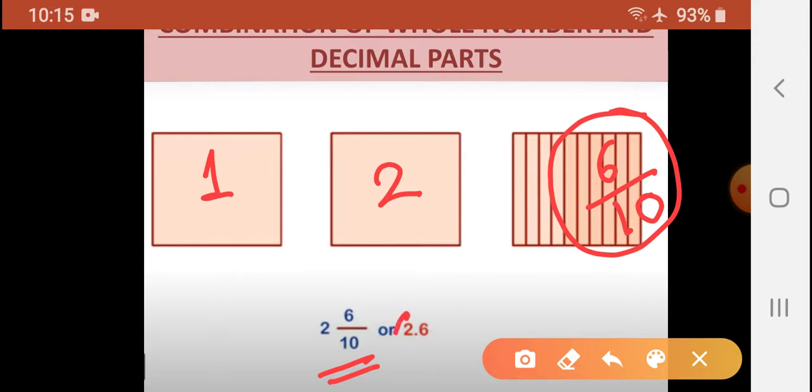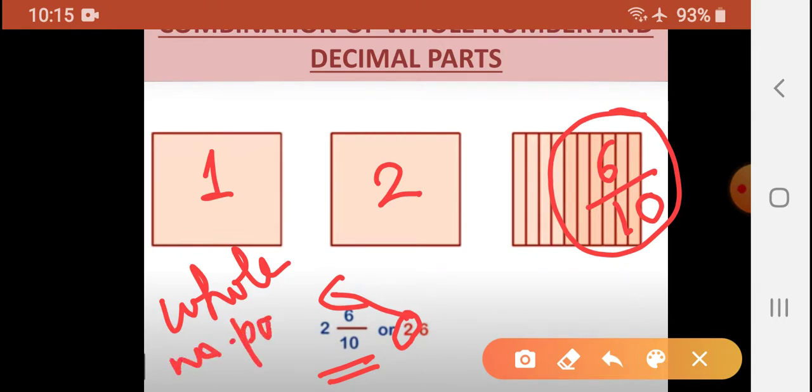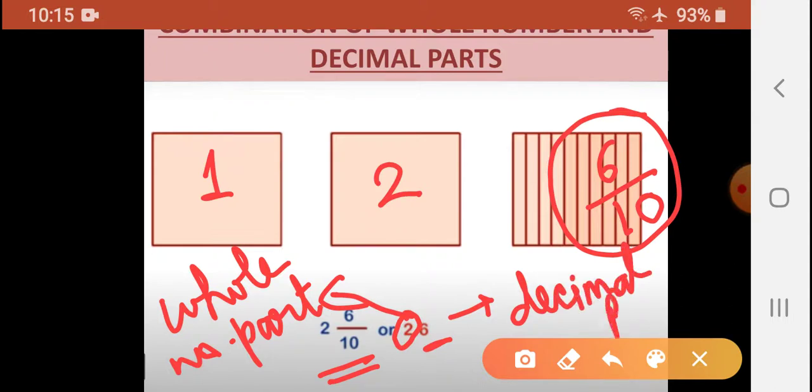The number 2.6 has two parts. 2 is the whole number part, while 0.6 is the decimal part. And the point shows the decimals.